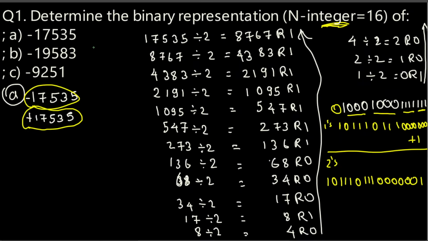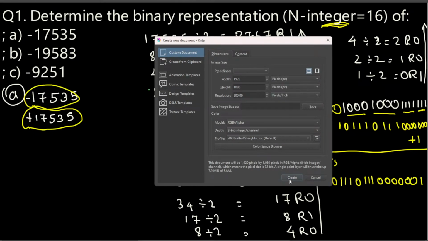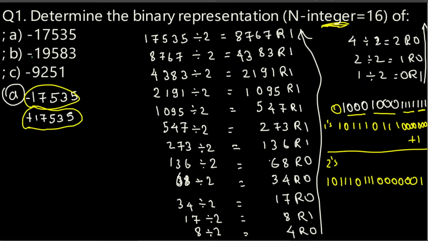Okay, now let's look at the B part. In the B part, we have negative 19,583. Same process. First, we find the positive 19,583 by dividing this number by 2 until we get 0. So let's do that first.